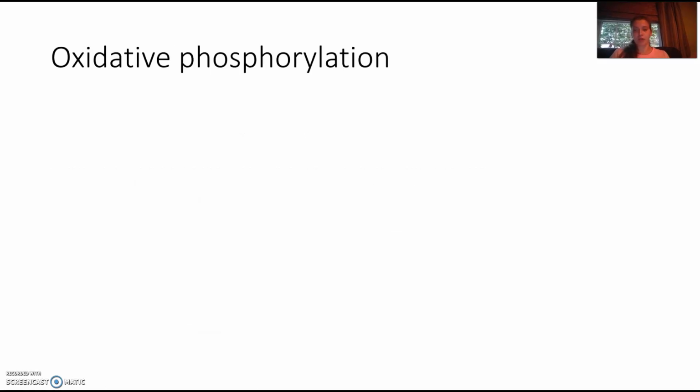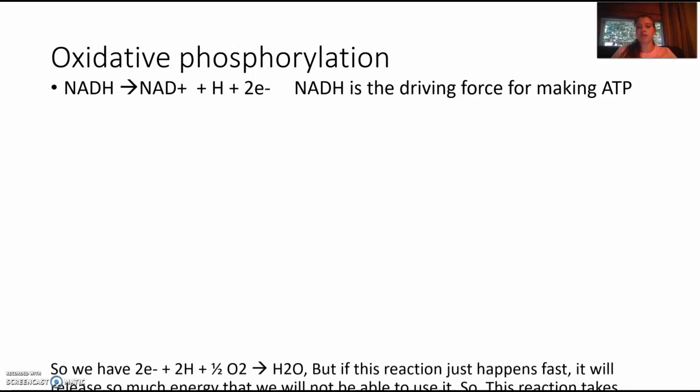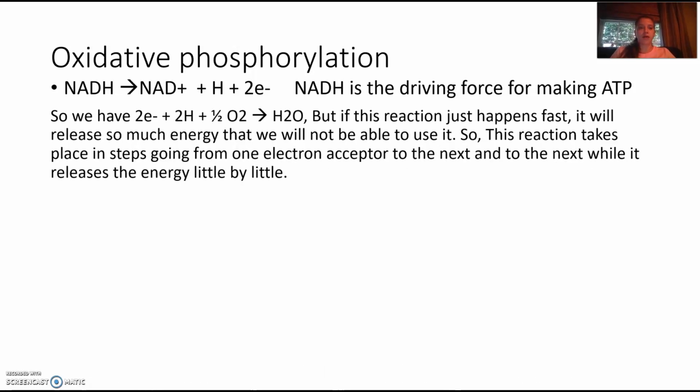Okay. So now we have oxidative phosphorylation, and this part is really important because this is what makes the majority of that 30 ATP from the 1 glucose molecule. NADH is oxidized to NAD plus H plus 2 electrons. So NADH ends up being the driving force for making ATP in oxidative phosphorylation. We have 2 electrons plus 2 hydrogens plus 1/2 of oxygen, and this equals water. But if this reaction happens super fast, it'll release so much energy that we won't even be able to use or absorb it.